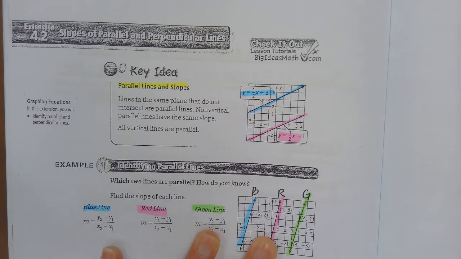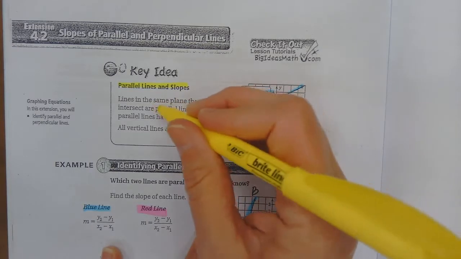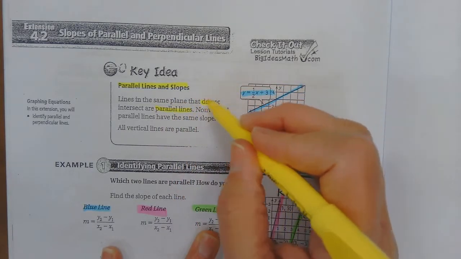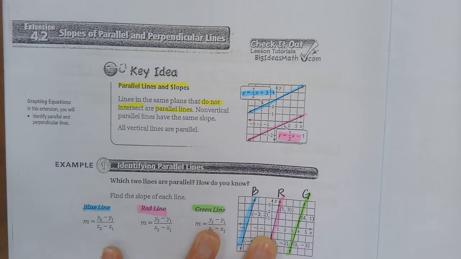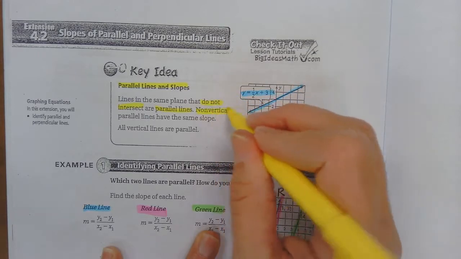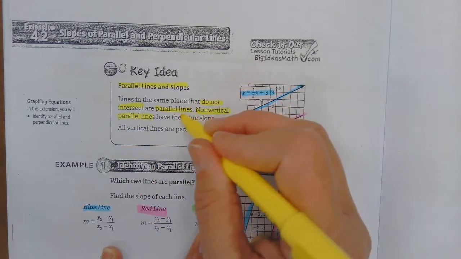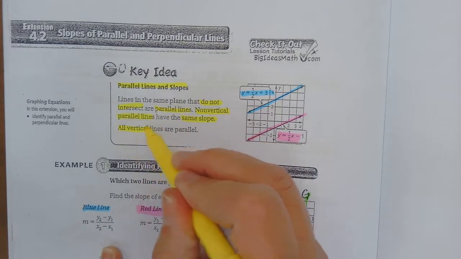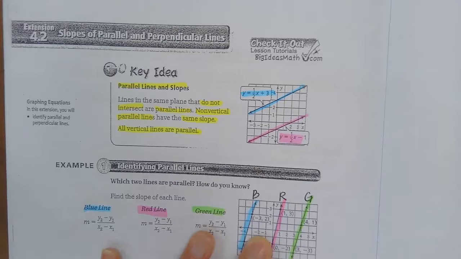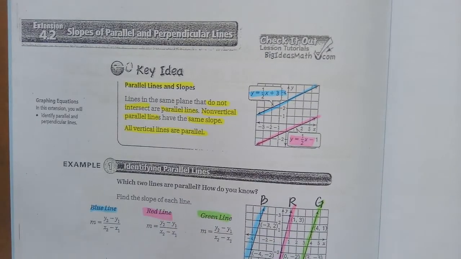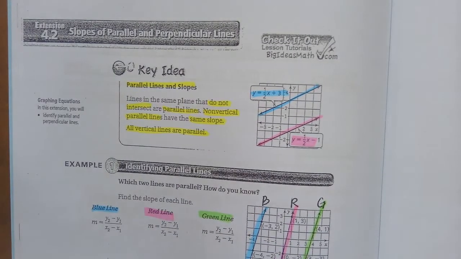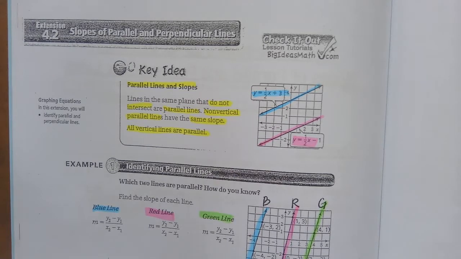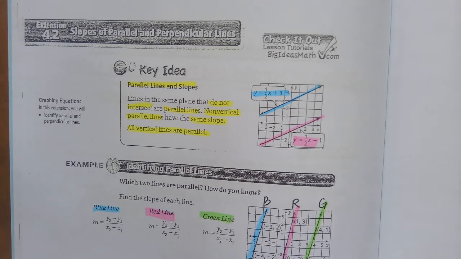We know that lines in the same plane that do not intersect are parallel lines. Non-vertical parallel lines, that's important, non-vertical parallel lines have the same slope. Vertical lines are just parallel, okay? Why do they not have the same slope? If you recall, vertical lines have an undefined slope. So that's why they're just parallel, and you wouldn't say that they have the same slope.